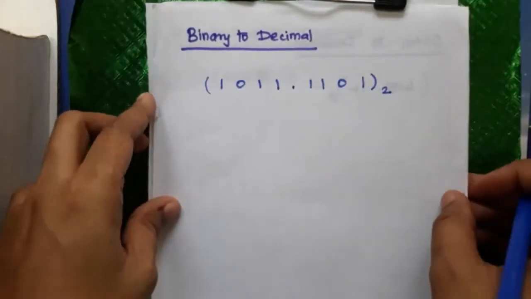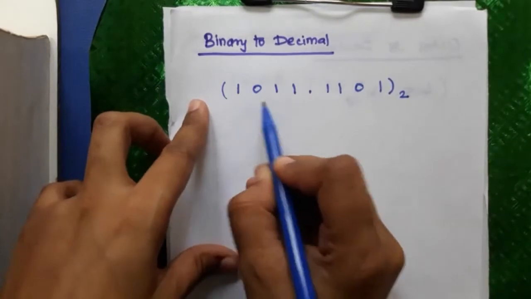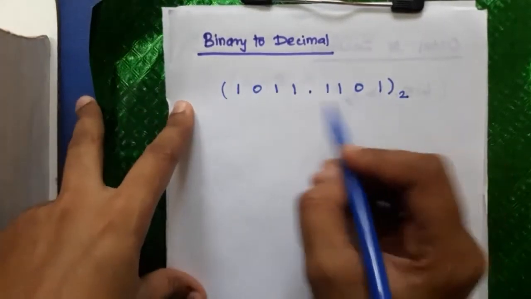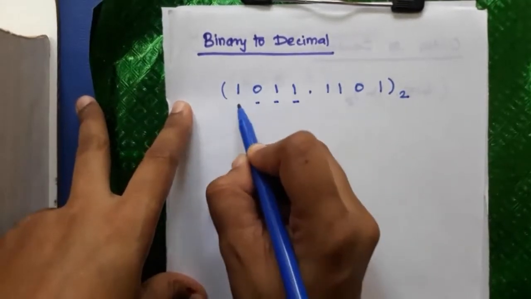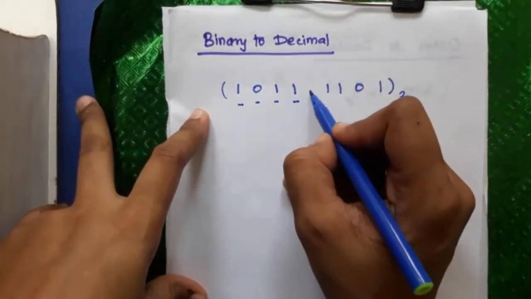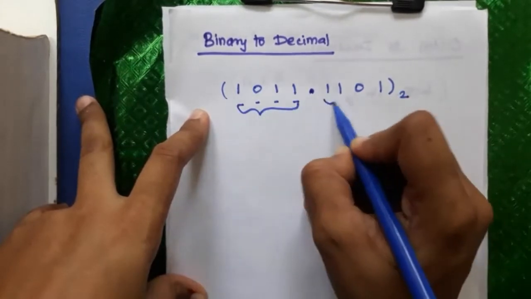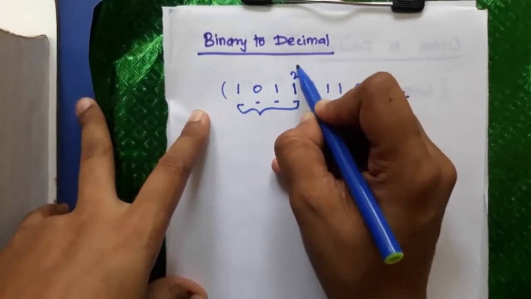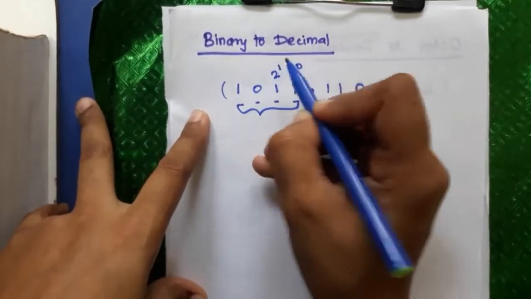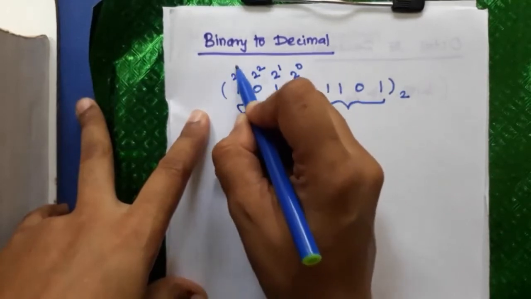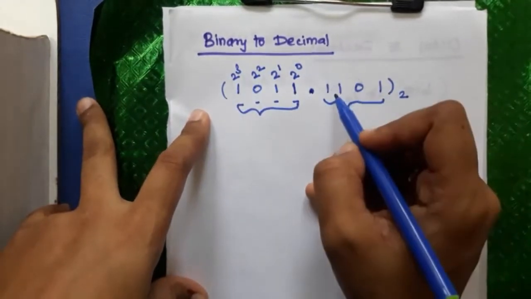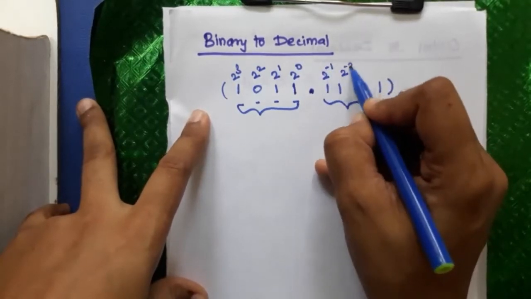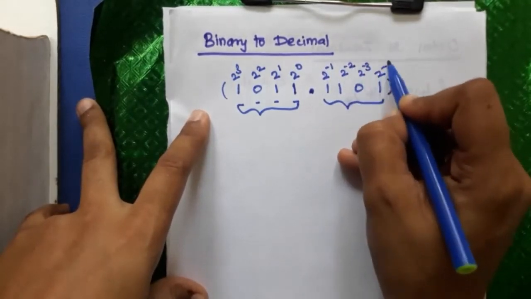For example, I want to convert a binary number 1011.1101 into a decimal number. Each digit has its own positional weight. So this is the whole number part, this is the fractional part. From the whole number part, the positional weights I am marking on the top: 2 power 0, 2 power 1, 2 power 2 and 2 power 3. In the fractional part, the positional weights are 2 power minus 1, 2 power minus 2, 2 power minus 3 and 2 power minus 4.